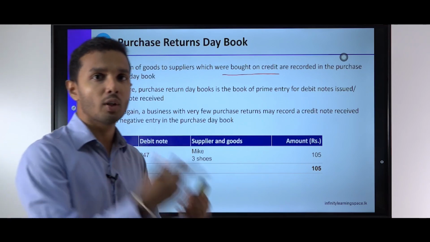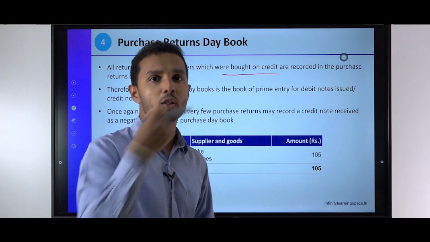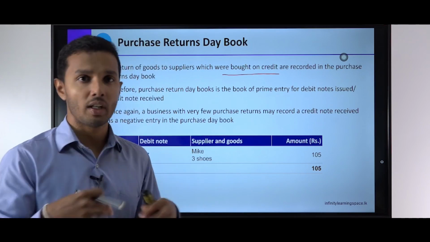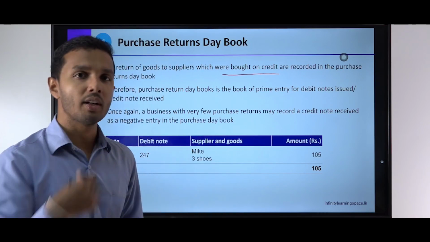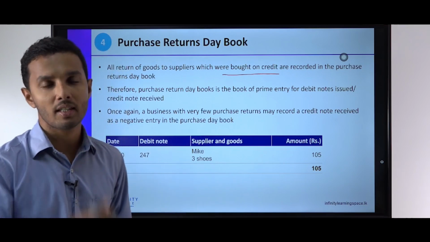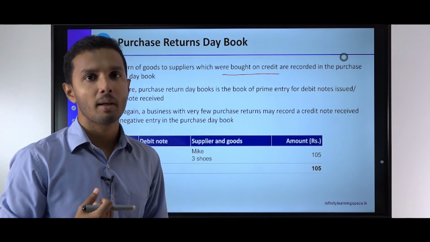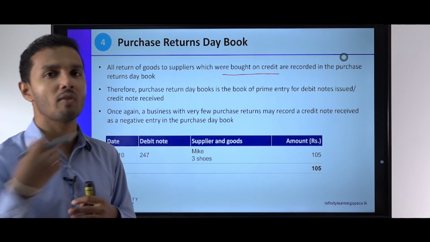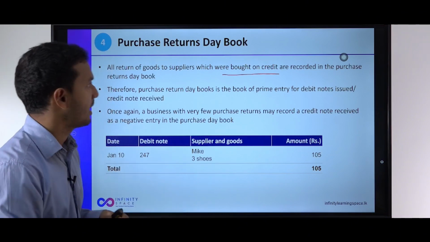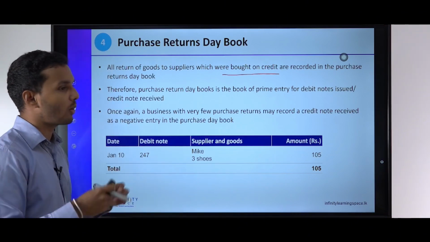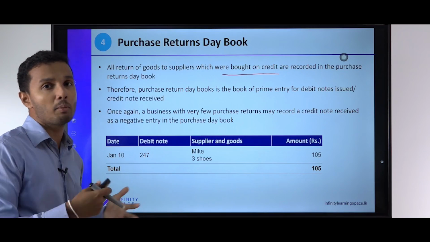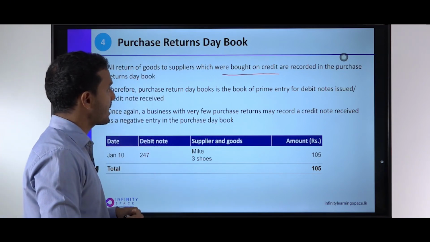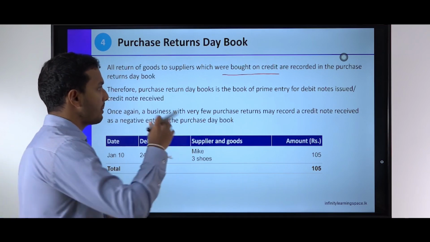Because along with the goods, we should also get the cash from the supplier here. So we have already paid them cash. When we return the goods back to the supplier, they have to give us the cash back. So that's why we record in the cash book, because we are receiving cash when we return the goods. Right. So here we are recording only the returns that were initially bought on credit. Therefore, purchase returns day book is the book of prime entry for debit notes issued.